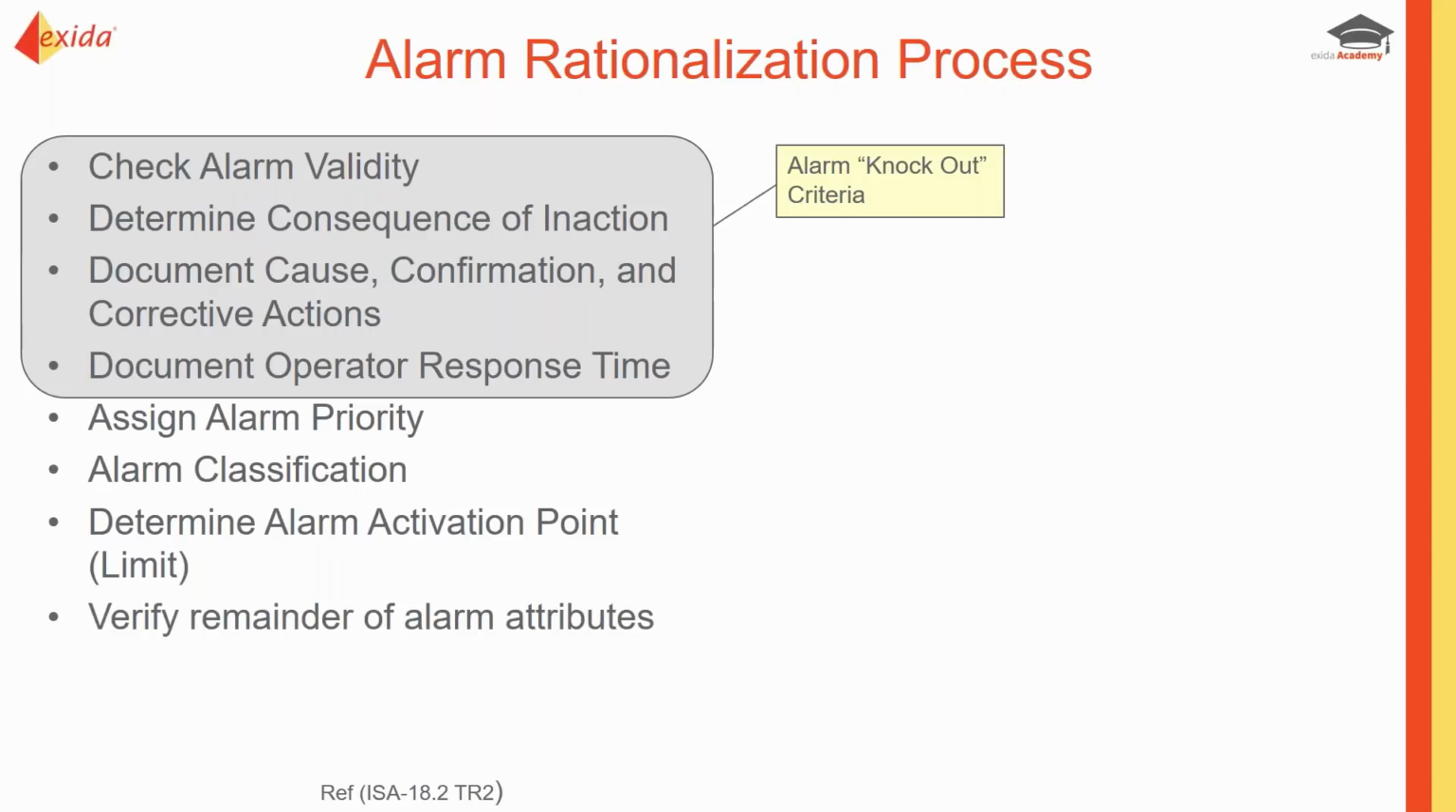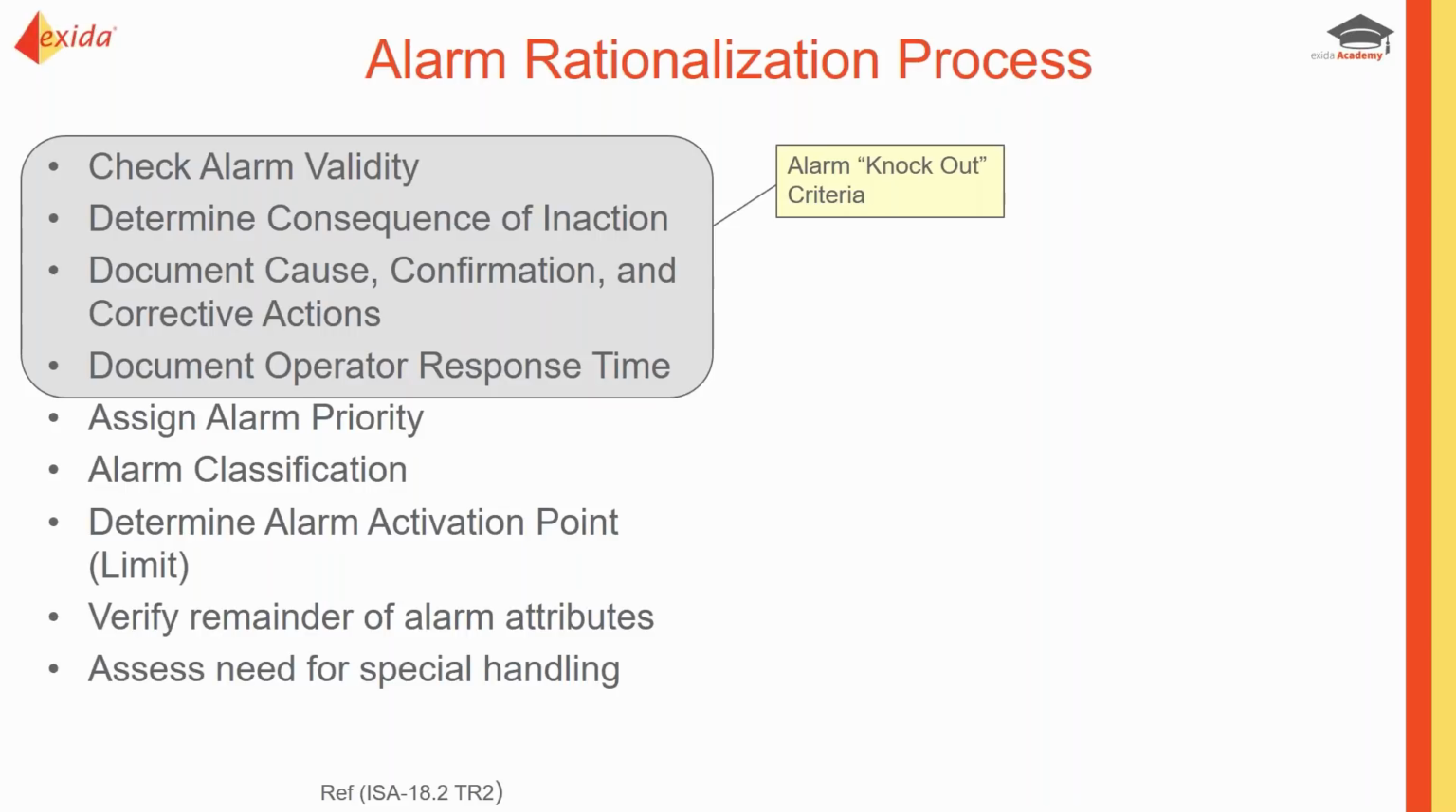Modifying attributes like on delay, off delay, hysteresis, deadband. That's a key step in addressing, for sure, chattering alarms. So one of the first things to do with a chattering alarm is to look at whether deadband or on-off delay can be applied to eliminate those short time periods.